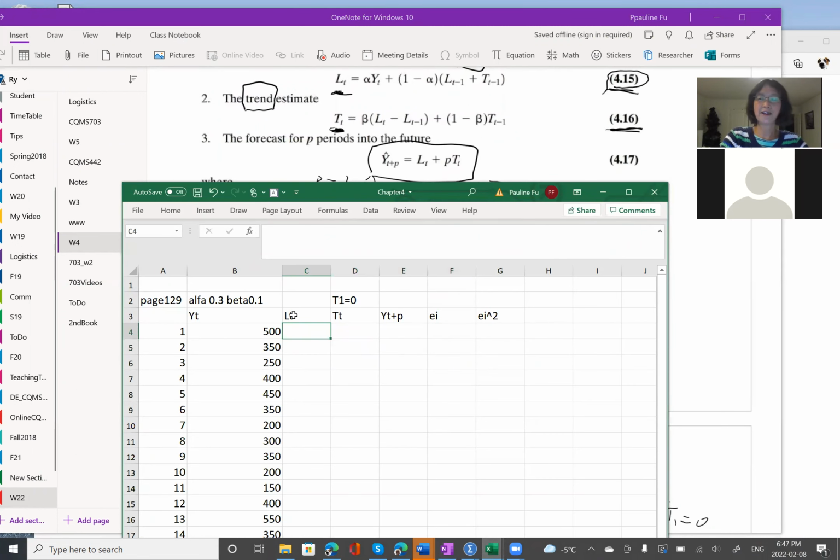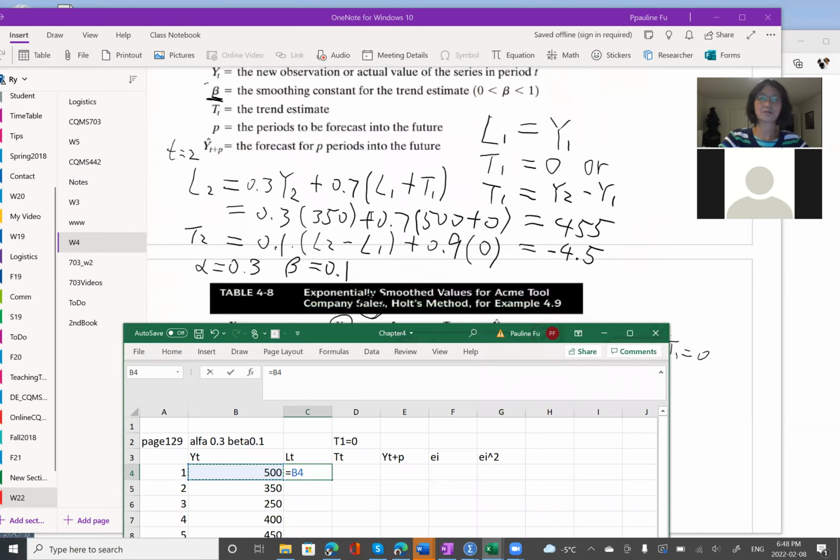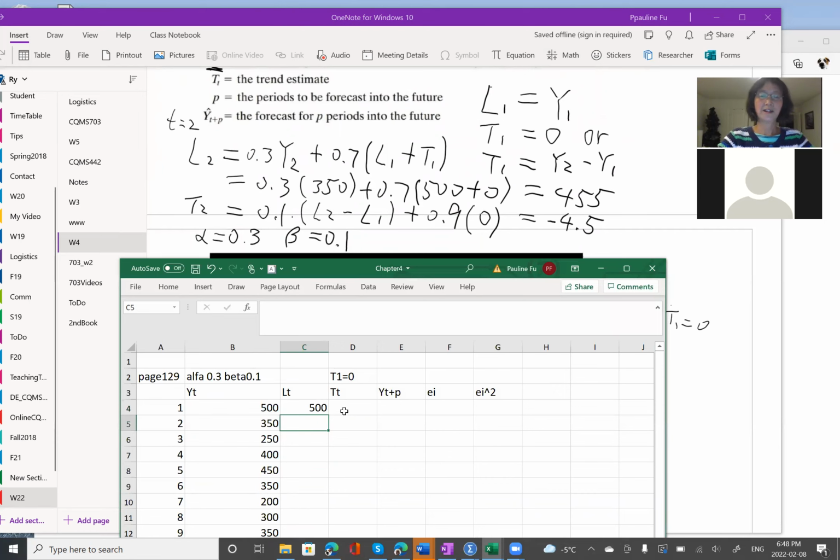So this is L_T. The first one is L1, where T equals 1. L1 equals Y1, and Y1 is 500 in cell B4. You can see L1 equals Y1 here. And then T1 equals 0.